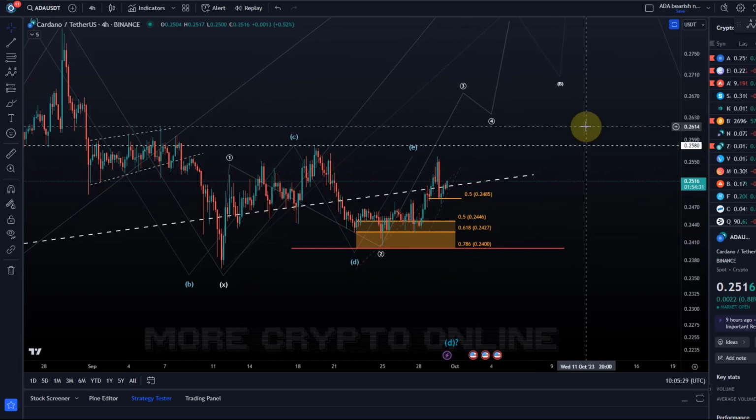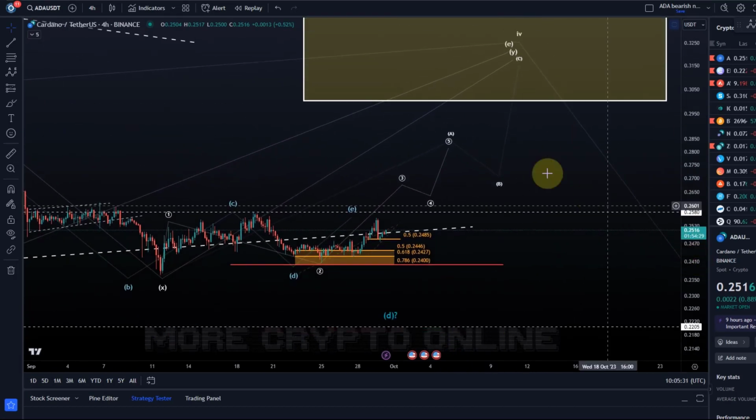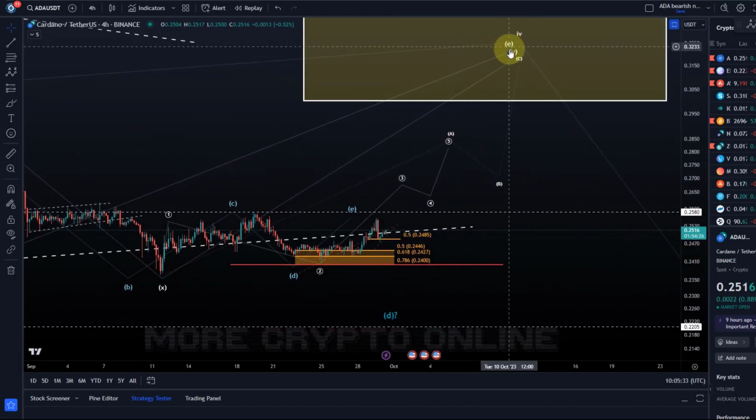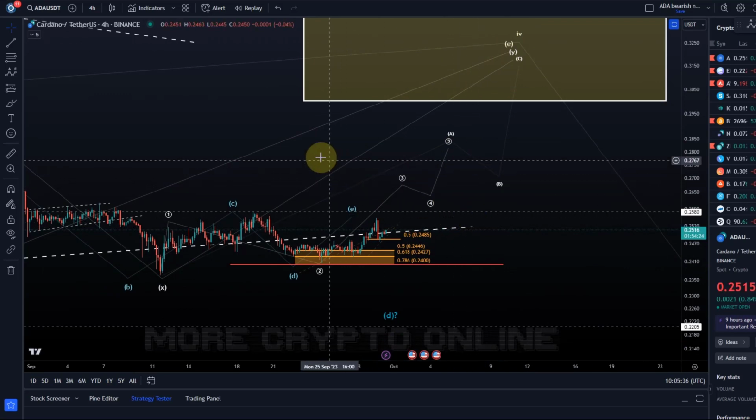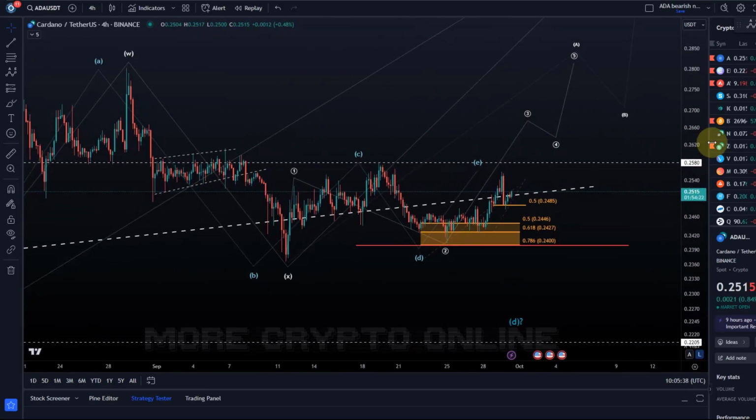And essentially, to follow the white wave count, which would be the scenario in which we're already working on that E wave of the triangle, the price needs to break above 25.8 cents. That's my update about ADA.